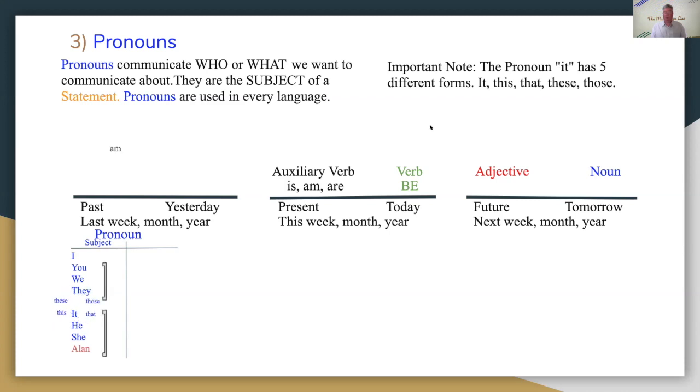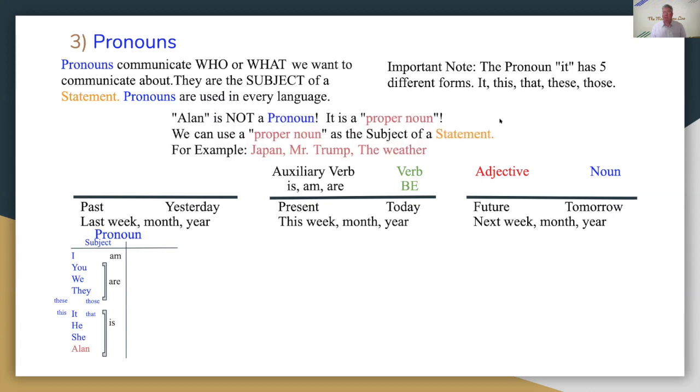Okay. Now, I am, you are, we are, they are. These are, those are. This is, that is. It is. He is, she is, Alan is. Now, understand, Alan is not a pronoun. It is a proper noun. We can use a proper noun as the subject of a statement. For example, Japan, Mr. Trump, the weather.